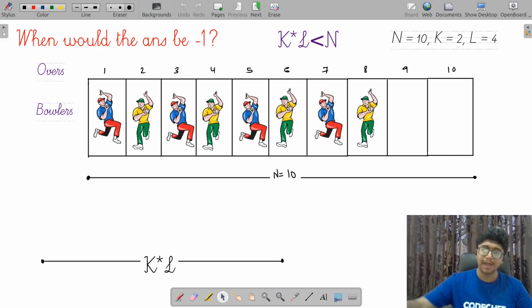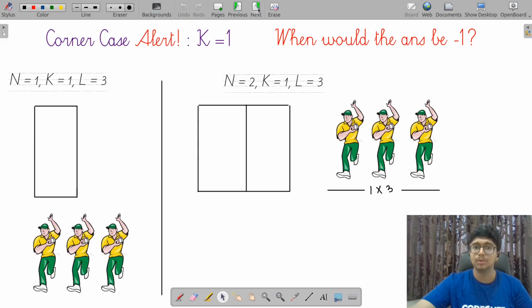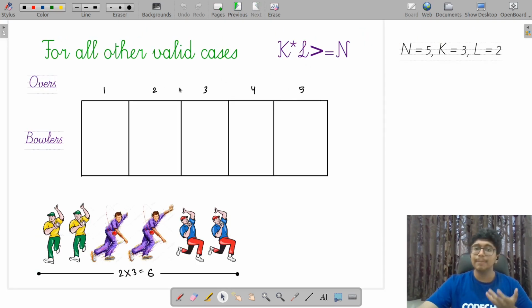So definitely if the value of k into l is greater than or equal to n, we have multiple valid cases, or at least one, right? So whenever my value of k into l is greater than or equal to n, I would have an answer which exists. Okay, so how would we print the answer? As I've told you, we have multiple possibilities of printing the answer.